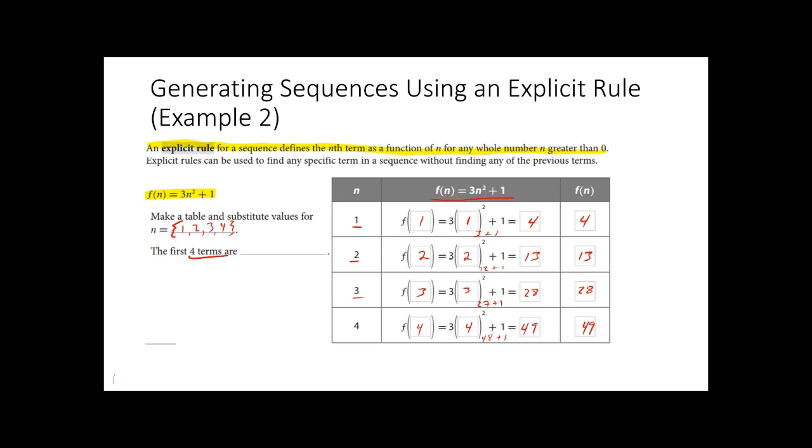So that's just an example of the rule here. Notice how the common difference isn't quite as it seems, right? There's no straight common difference. So that's something to notice. But the first 4 terms of our sequence are 4, 13, 28, and last but not least, 49. Oop, there's my pen. I was wondering when that was going to happen. There we go. Okay.